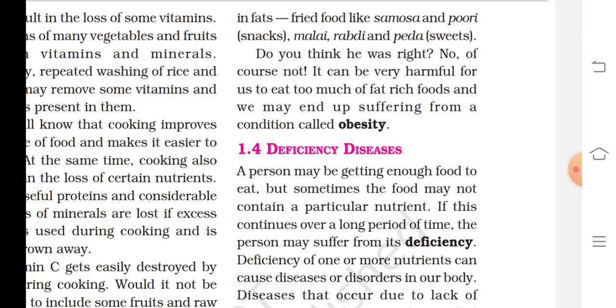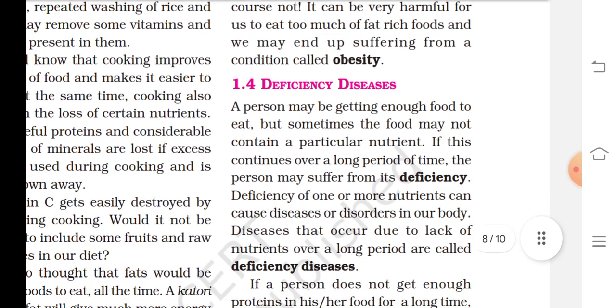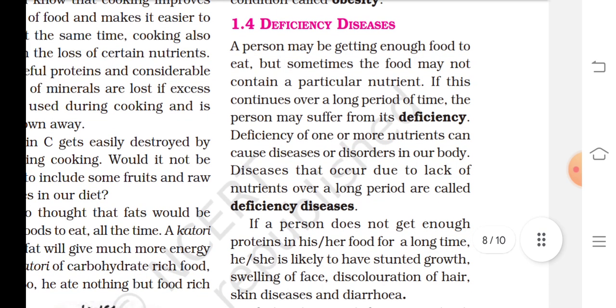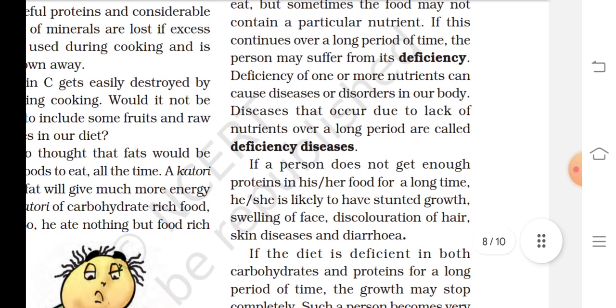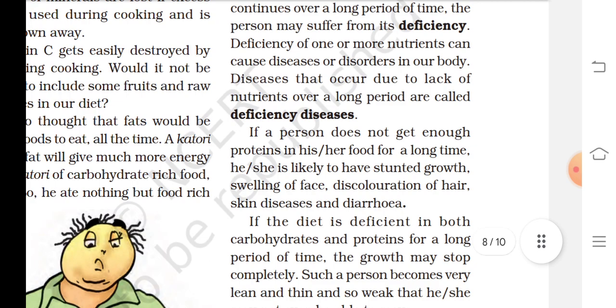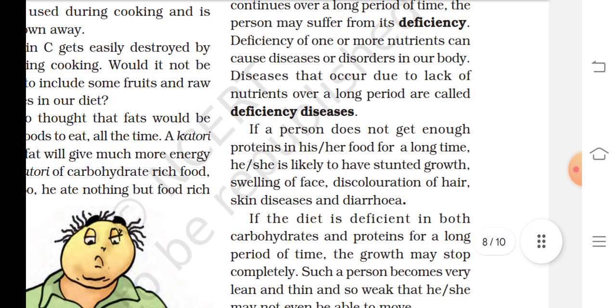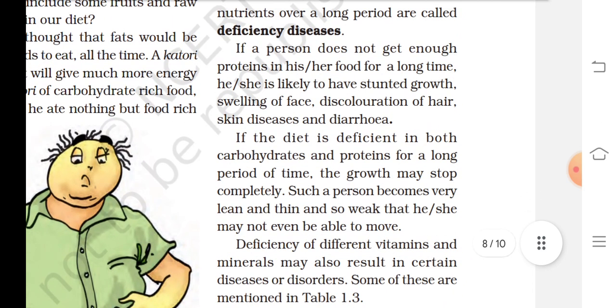It can be very harmful to eat too much fat-rich food, and we may end up suffering from a condition called obesity. Deficiency disease: a person may be getting enough food to eat, but sometimes the food may not contain a particular nutrient. If this continues over a long period of time, the person may suffer from a deficiency. Deficiency of one or more nutrients can cause diseases and disorders in our body. Diseases that occur due to the lack of nutrients over a long period are called deficiency diseases.